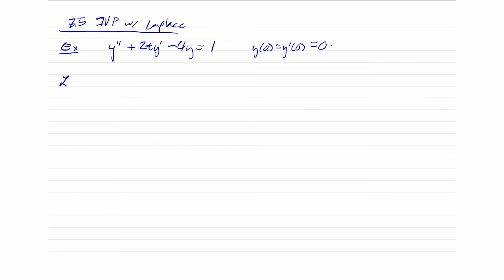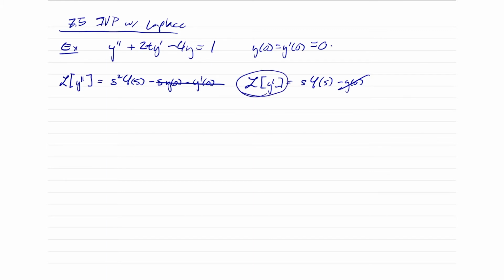This is going to change things up a little bit, so we have to recall a couple of things. The Laplace transform of the second derivative of y comes out as s squared times Y of s, minus s y of 0, minus y prime of 0. But y of 0 and y prime of 0 are both 0 in this case, so we don't have to worry about those. We also have that the Laplace transform of y prime is s times Y of s minus y of 0, but again that is 0. But we don't actually just have the Laplace transform of y prime; in fact, we have the Laplace transform of t y prime.